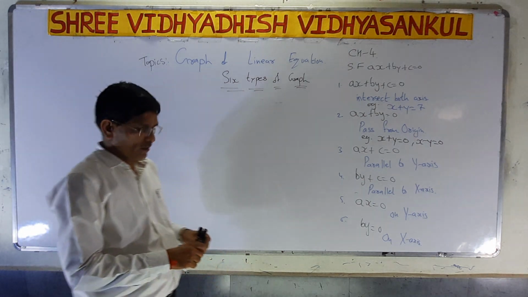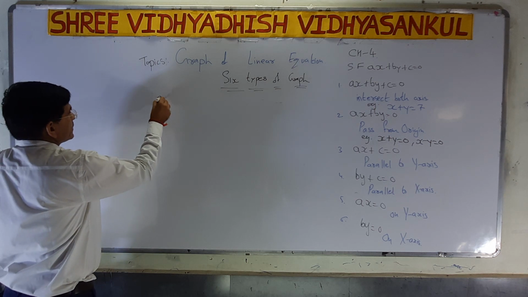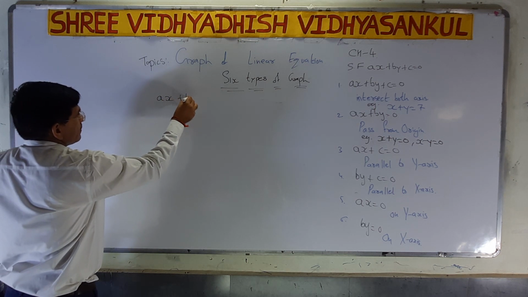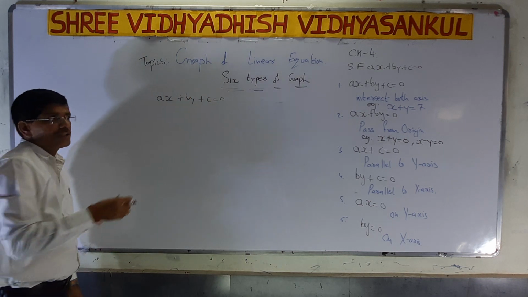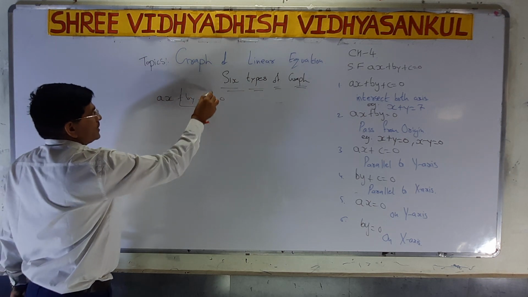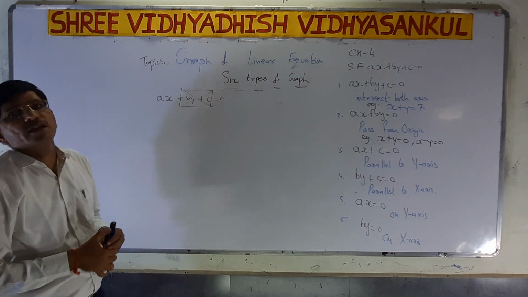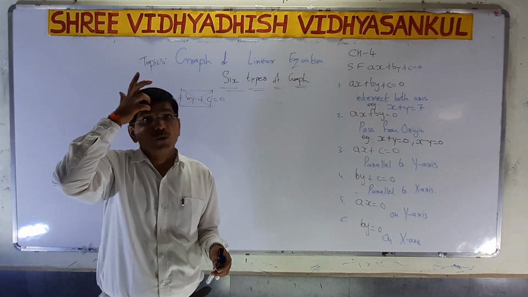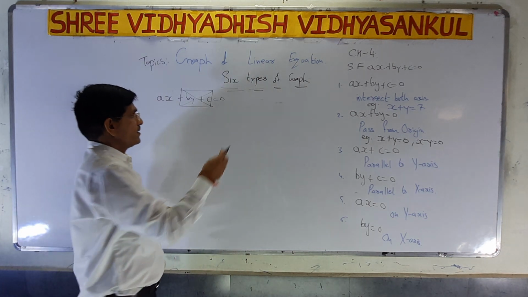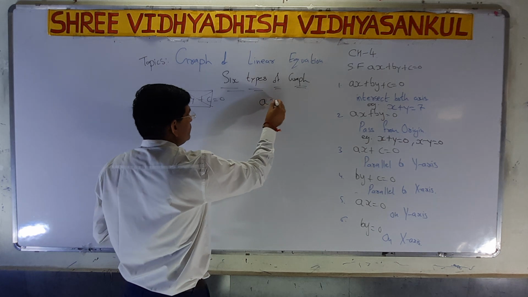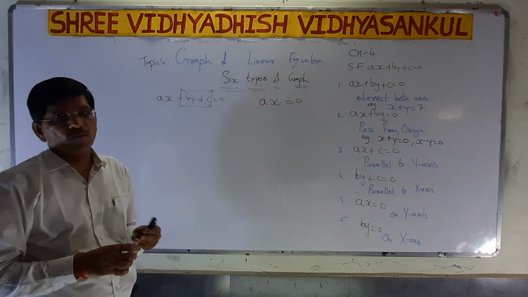So again, first of all, what do I have to write? The standard form, that is ax plus by plus c is equal to 0. Which two terms do I have to remove? These two terms I have to remove, or we can say they are not given in the question. If the two terms, that is by plus c, are not given in the question, then the question is in the form of x is equal to 0.